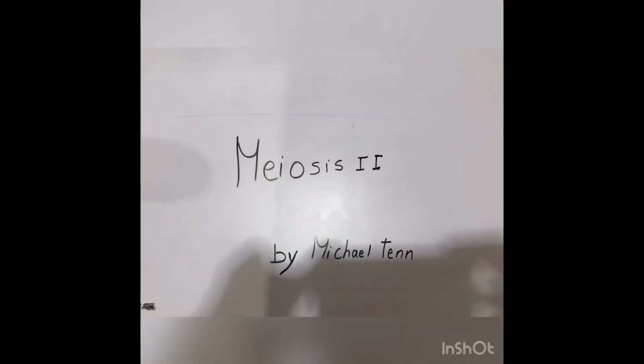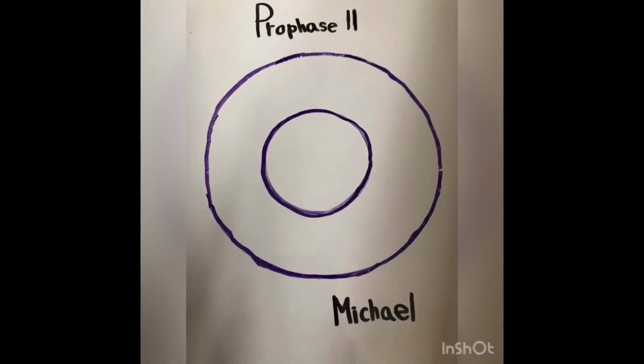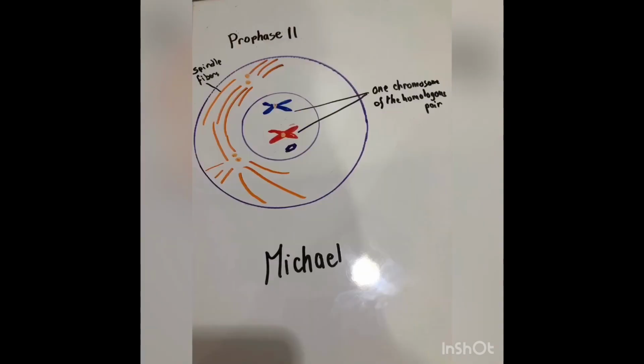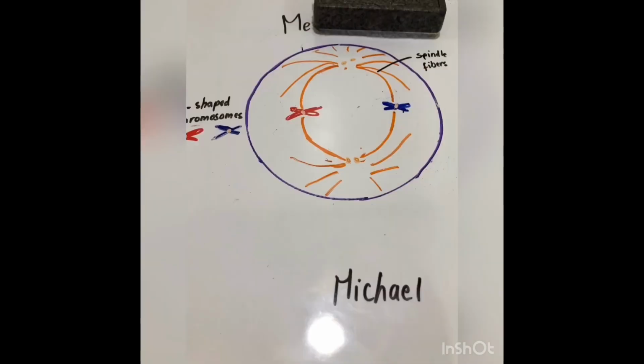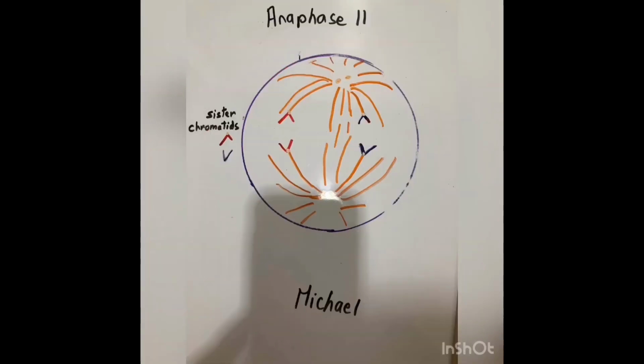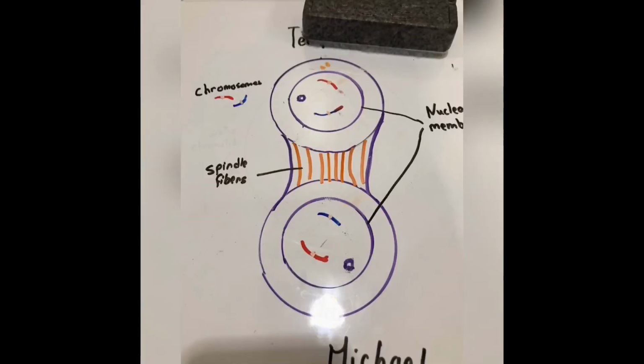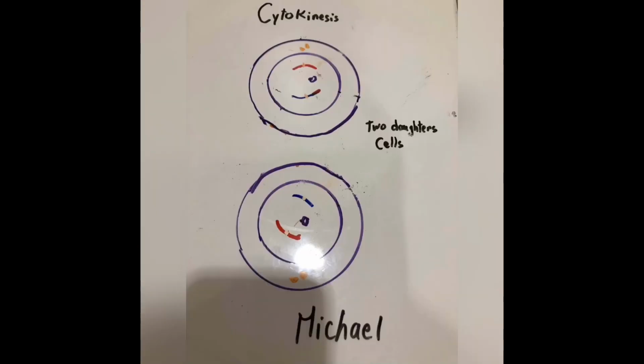Meiosis 2 is divided into 4 phases. Centrosomes move to opposite poles. Spindle fibers from opposing centrosomes attach to chromosomes. Spindle fibers contract and separate the sister chromatids. Cells divide to form 4 daughter cells.